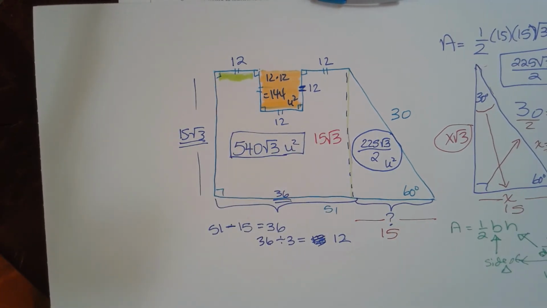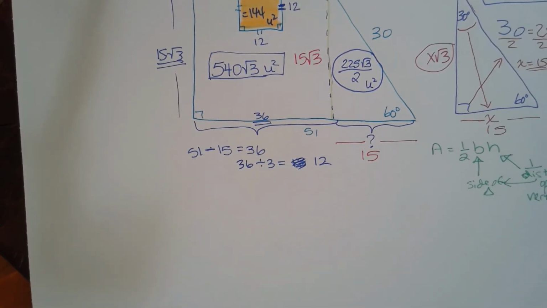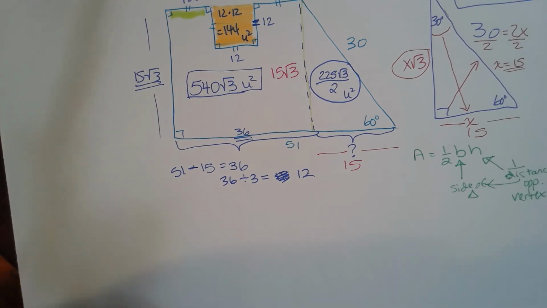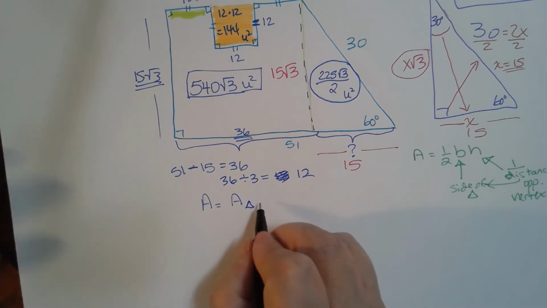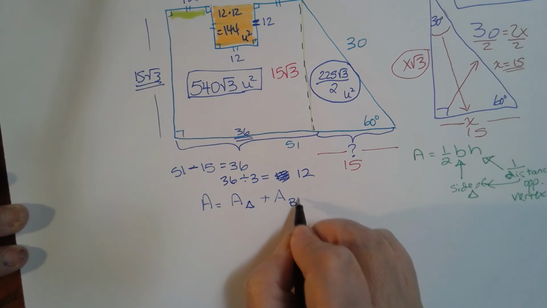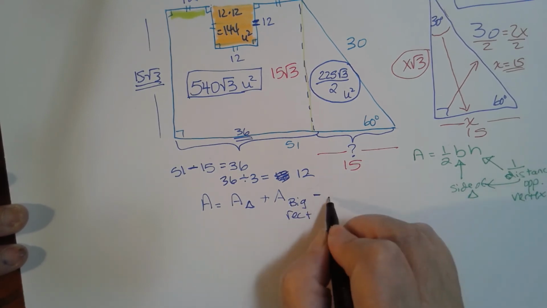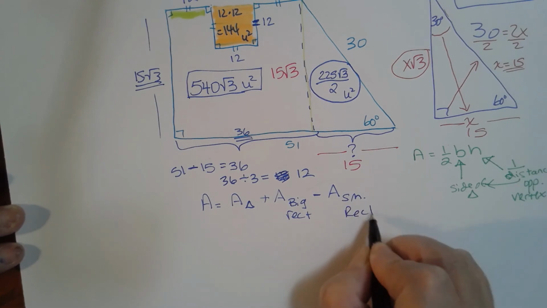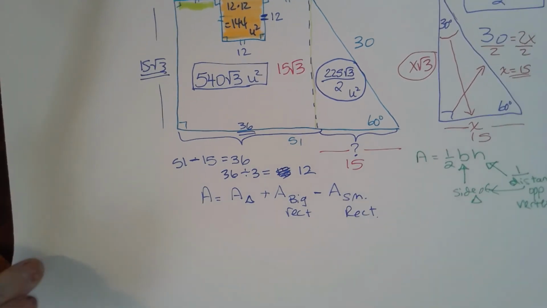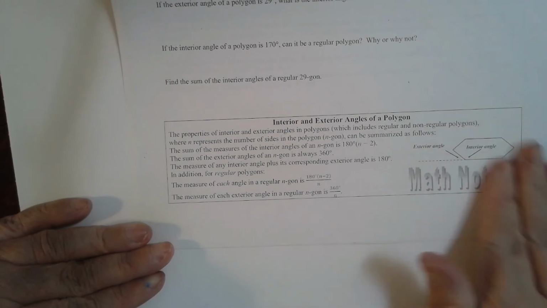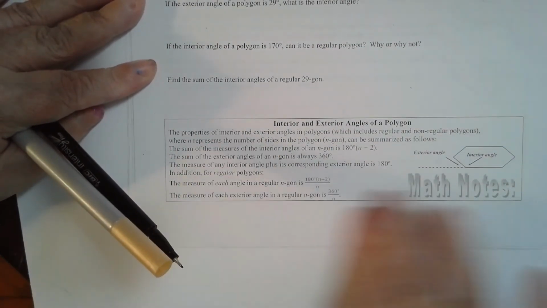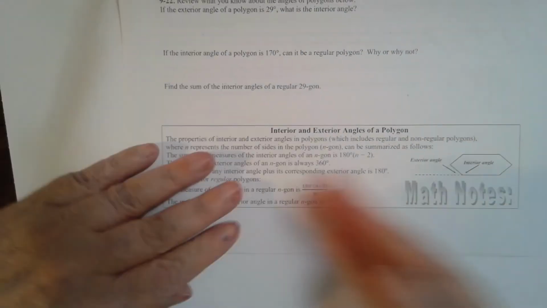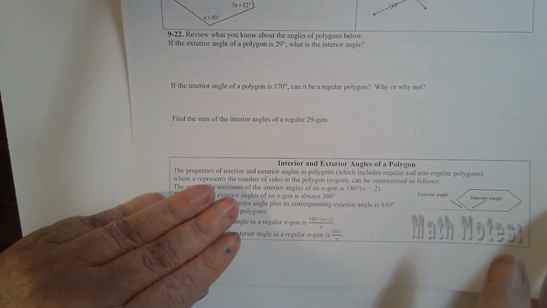Now, I'm not going to solve the entire problem for you. I'm going to leave it to you to get the final answer. But basically, my area is going to be the area of the triangle plus the area of the big rectangle minus the area of the small rectangle. And I wanted to add a couple of additional points for you. Number one, you've got these math notes here at the bottom. They help you. Problem 22 is based entirely on these math notes, so you will need them in order to be able to solve problem 22.